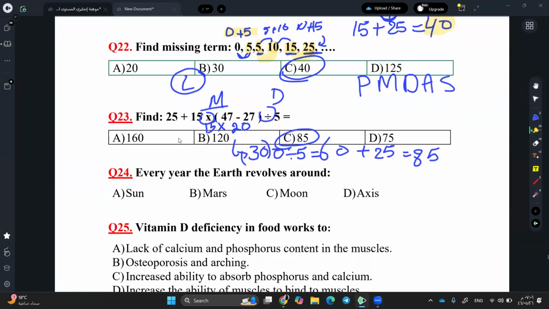For number 23, it is just simple math with the order of operations, like PEMDAS, okay? Here first, you're going to do the brackets. So 47 minus 27 is going to be 20. Then multiplication, so 15 times 20 is going to be 300. 300 divided by 5 equals 60. 60 plus 25 is going to be 85. Okay.